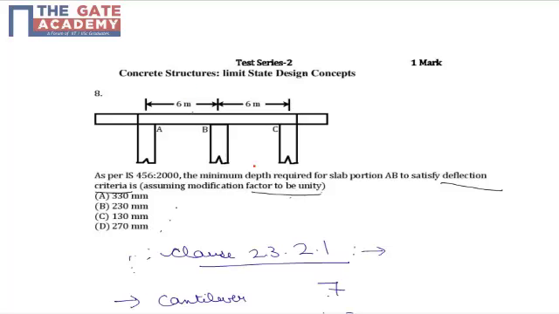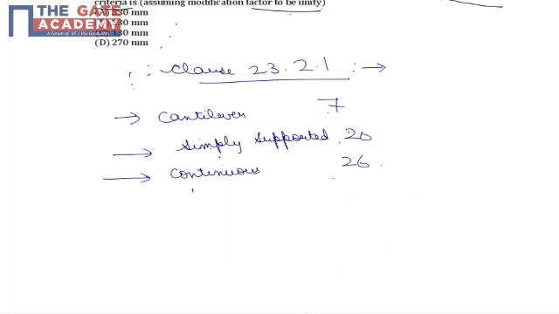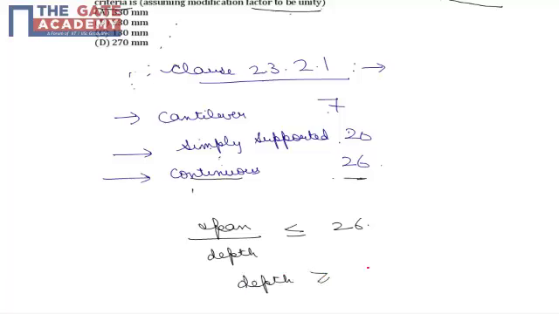Now in this particular beam, it is a continuous type. This type of slab is continuous over support B, that is AB is also extending towards this side, BC is also extending towards this side, and AB is also extending beyond B. So the continuous clause will have span to depth less than or equal to 26, that is, depth should be greater than span divided by 26.